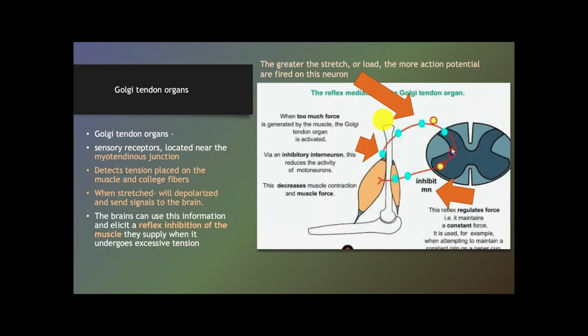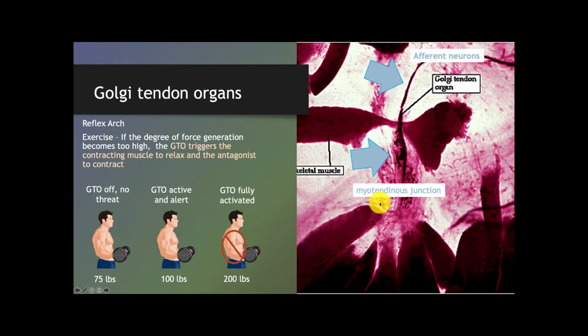So if we look back here, we have the contracting muscle and the antagonist muscle. So it will relax this muscle here and increase the contraction here so that it protects this entire structure. It protects the joint, the tendons, the ligaments, everything associated with it, right? So it's protecting us from ourselves. So what does that look like?